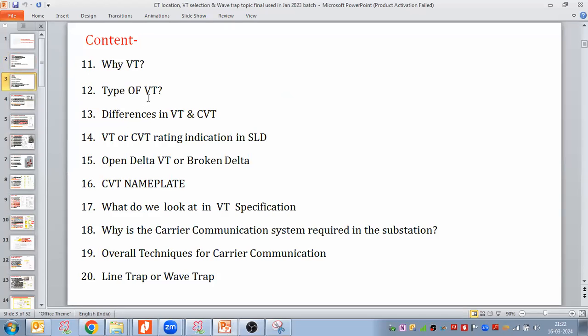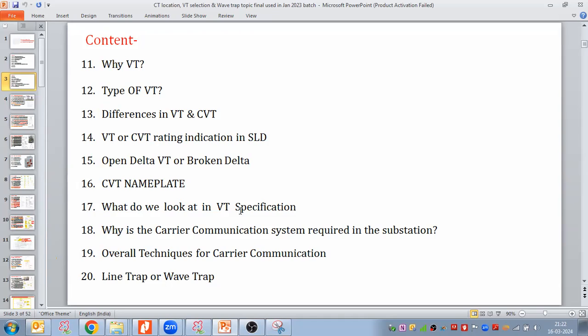And then why VT, type of the VT, difference between VT and CVT, VT and CVT rating indication in the SLD, open delta or broken delta. This is a different topic. It is very much less in use, but sometimes you see this broken delta or open delta VT, so why do we use this? What is the purpose of this open delta VT? That we will discuss, then the CVT nameplate, and then what we should look at in the VT specifications.